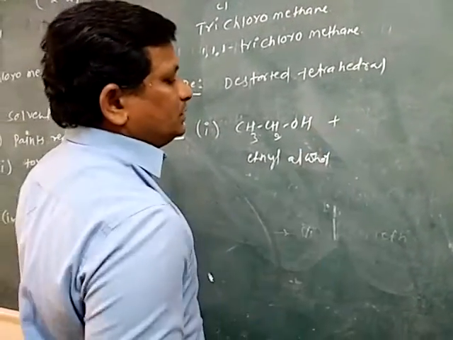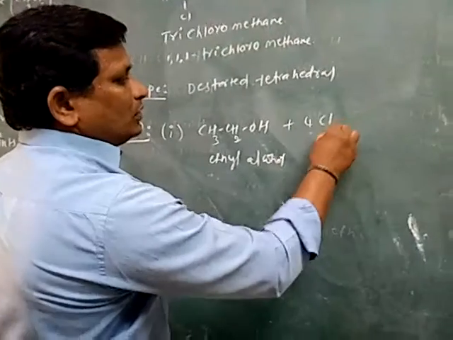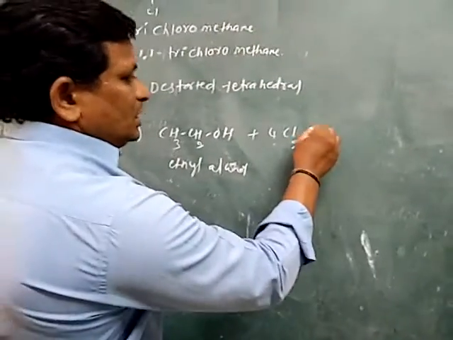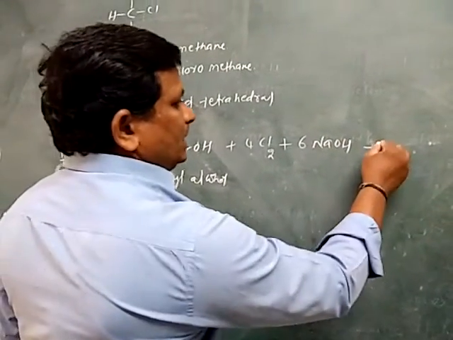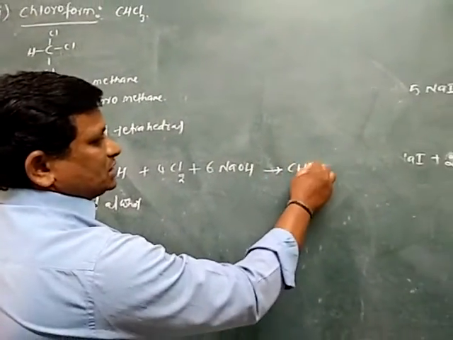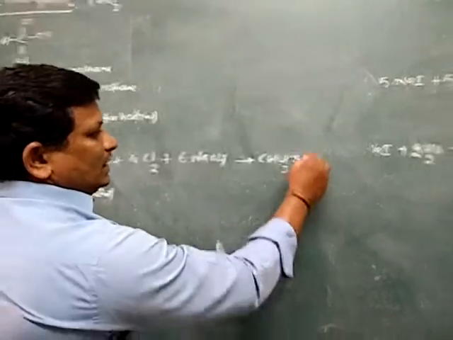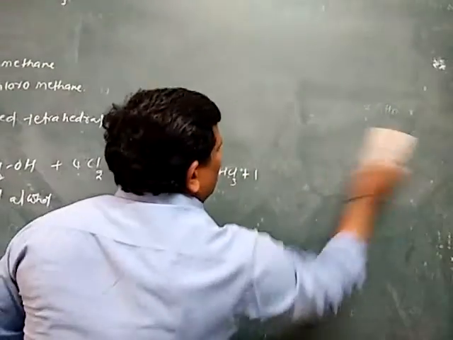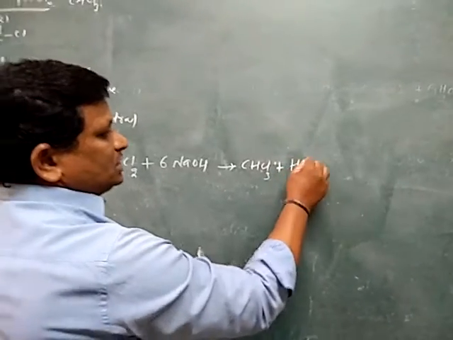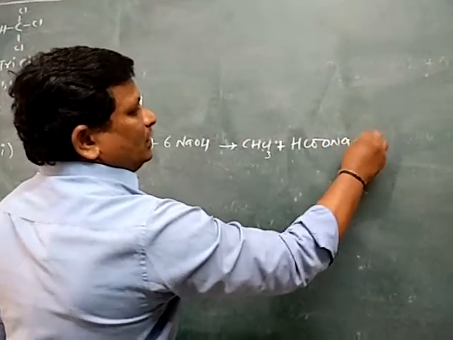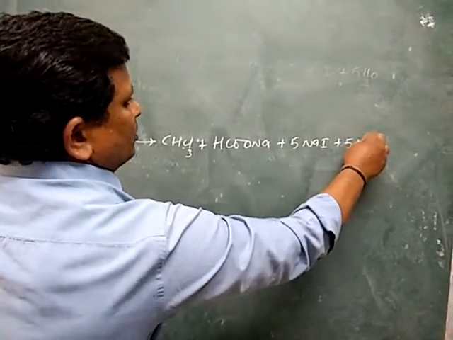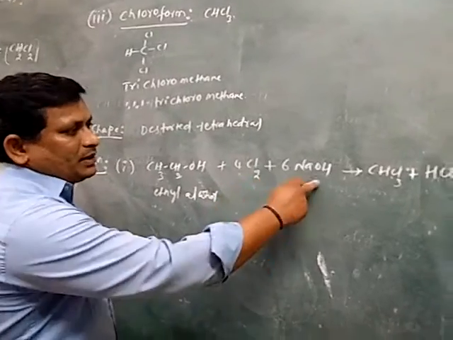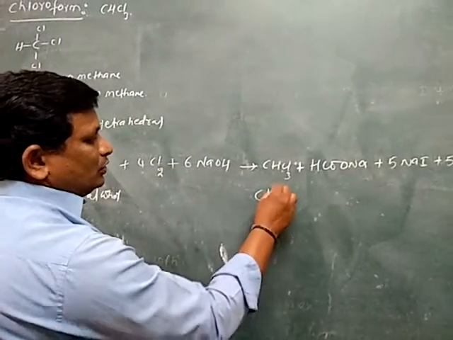It is treated with 4 moles of chlorine, 4Cl2, in the presence of alkali, 6NaOH. Then it gives CHCl3 plus HCOONa plus 5 moles of NaI plus 5 moles of water. So when alcohol is treated with chlorine in the presence of alkali, it gives chloroform.